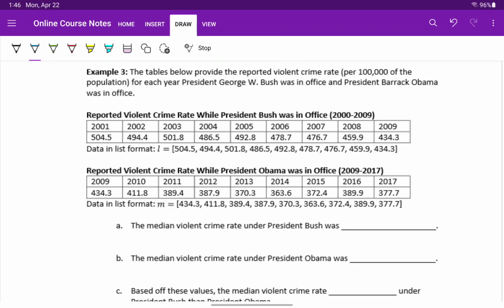In example 3, we want to do more or less the same thing, but our data has changed. Now we have data on the reported violent crime rate still under each of those presidencies. We want to, in this case, calculate the medians and then compare those results.